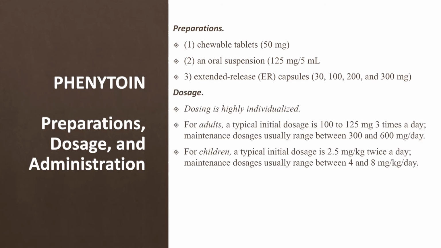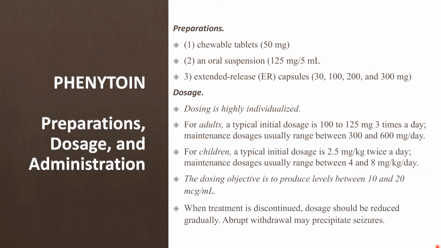The dosage is highly individualized. For adults, the typical dosage is 100 to 125 mg 3 times a day, with a maintenance dose of 300 to 600 mg per day. While in children, the initial dose is 2.5 mg per kilogram twice a day, with a maintenance dose of 4 to 8 mg per kilogram per day. So the dosing objective is to produce levels between 10 and 20 micrograms per mL. When treatment is discontinued, the dosage should be reduced gradually since abrupt withdrawal may precipitate seizures.